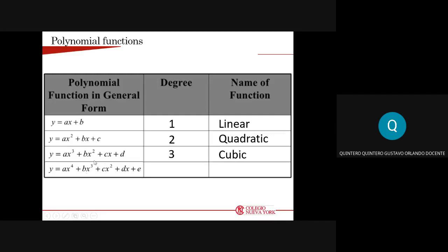How about the last one? Okay, the last one, the degree is 4. The biggest exponent is 4, right? How do you call that function? You call it quartic. All right, take a look at these guys.